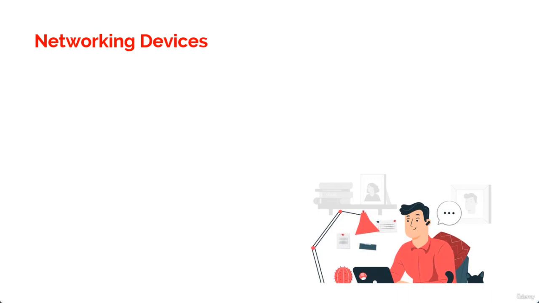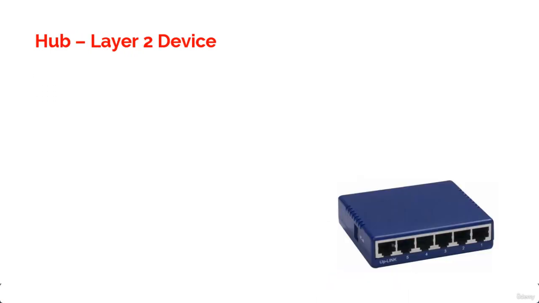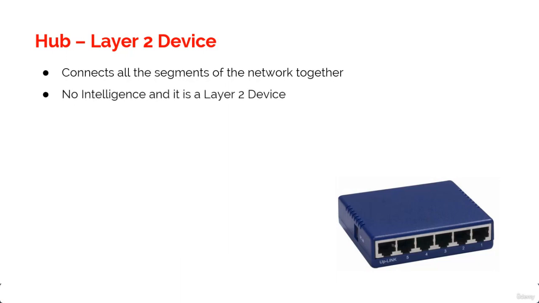about a hub. So as you learned earlier, a hub is a device that connects all the segments of the network together in a star topology. As the hub has no intelligence, it is a layer 1 device. So basically what is a hub? It's a device which is used to connect two or more network segments together. So it acts as a central point.